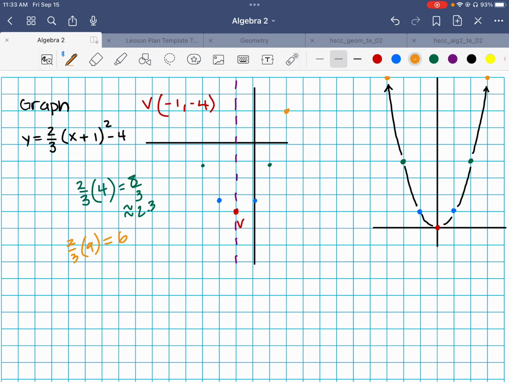And then I can reflect across the axis of symmetry, and I have these 3 points. Connecting these 5 points, we get our quadratic, we get our parabolic curve that looks like that.